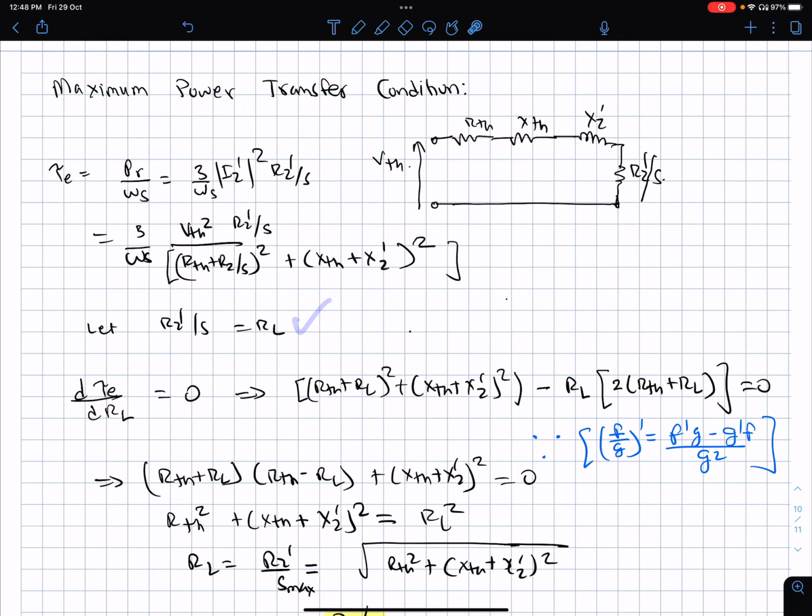Once I get that, the resistance value at which maximum power transfer will happen in this circuit, then from there R2 dash by RL will give me the corresponding slip. I will call it as S max. It's not the maximum slip, it is that slip at which maximum torque will be developed in the machine.